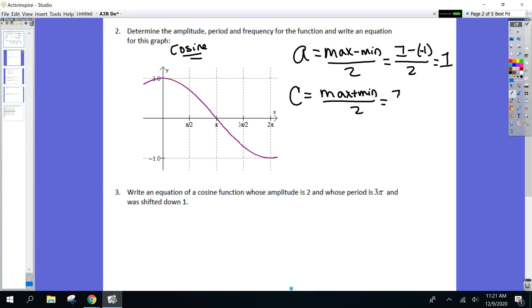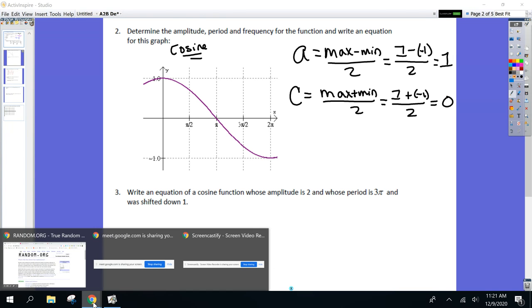So I have 1 plus -1 divided by 2. What do you guys notice there for the C value? 0. Yeah, it's 0. There is no shift here. It's just going to be 0. All good so far before I get to finding the B value here? All right, one more time.